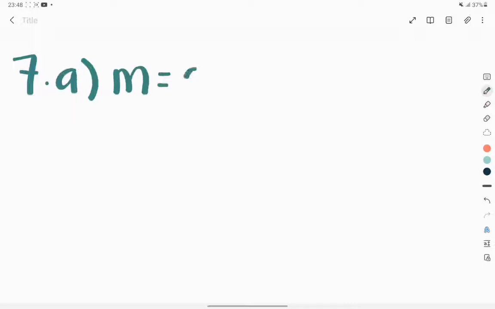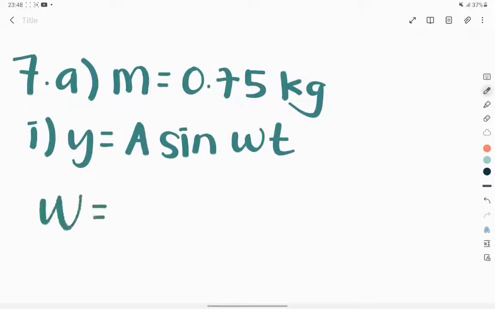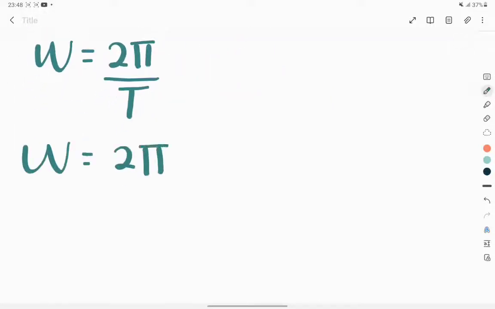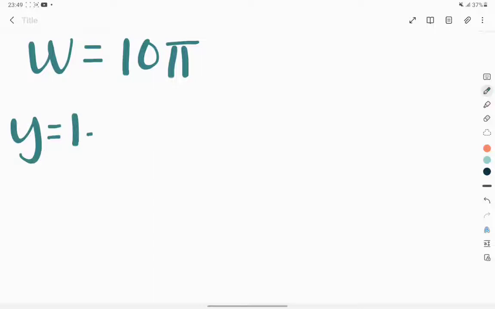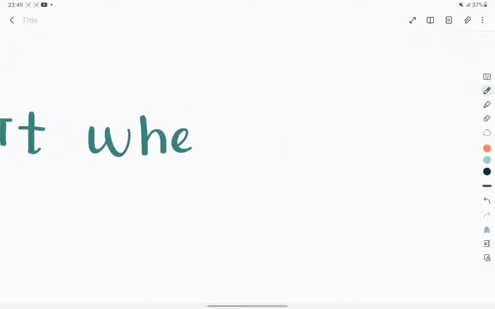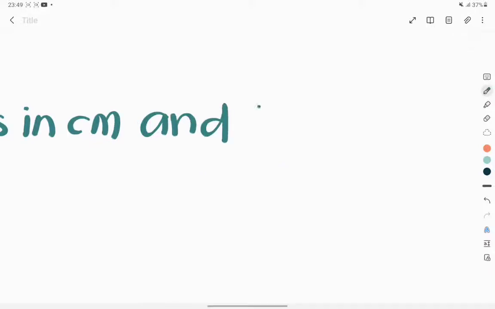7a. Mass equals 0.75 kilogram. Question 1: y equals A sin omega t. Omega equals 2 pi over T. Omega equals 2 pi over 0.20. Omega equals 10 pi. y equals 1.5 sin 10 pi t, where y is in centimeter and t is in seconds.